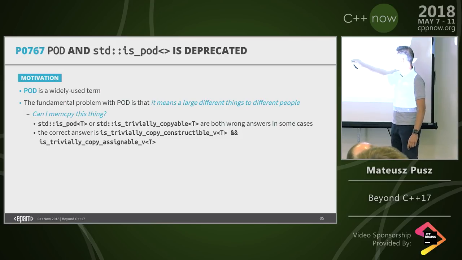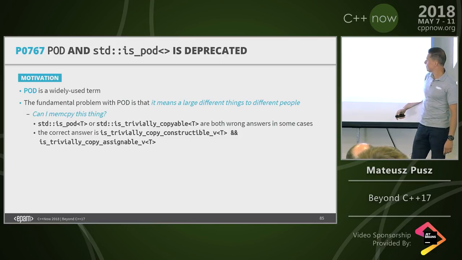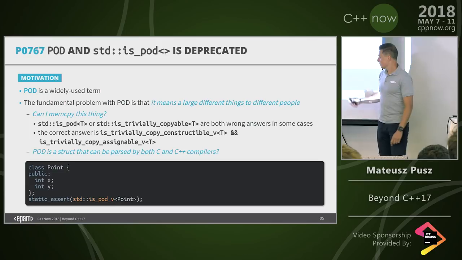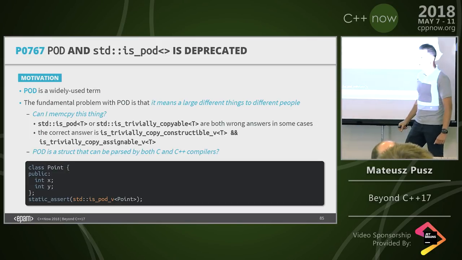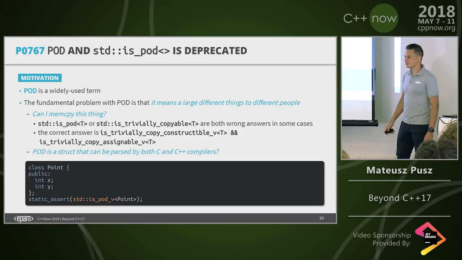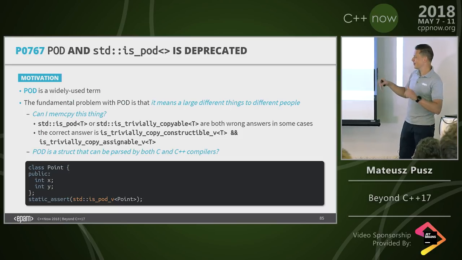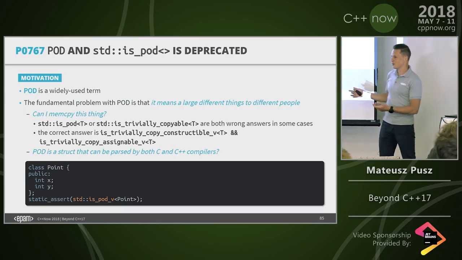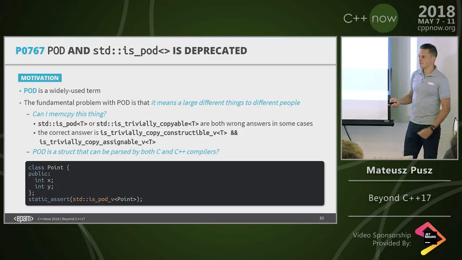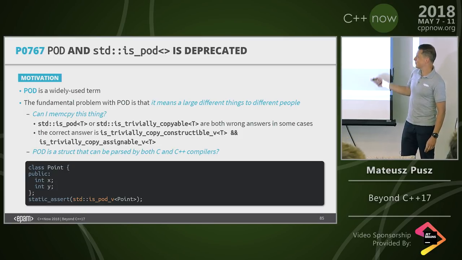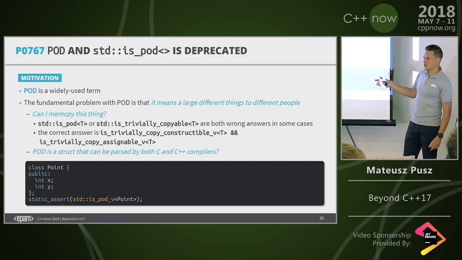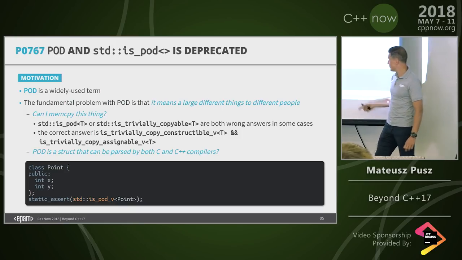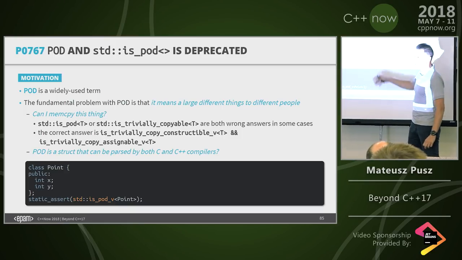Basically, the right answer is trivially copy constructible and trivially copy assignable. Also, people say that POD is something that a C compiler will understand. This is POD. A C compiler will not understand this. So basically, we think about POD, but we are not exactly referring to the definition that the standard library was using. Because of this, POD is no longer a part of the standard document. We removed the type traits, removed all the instances where it was referred to, and replaced them with specific properties of this type where needed.